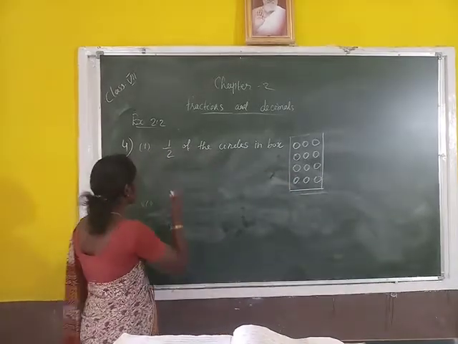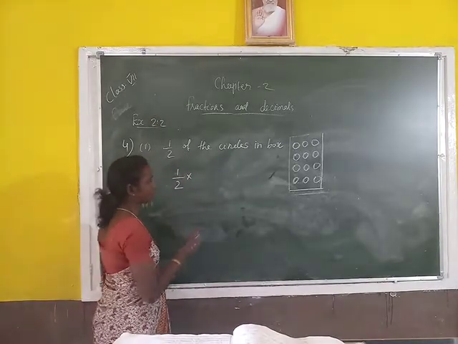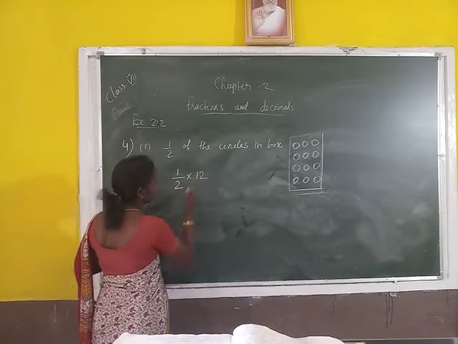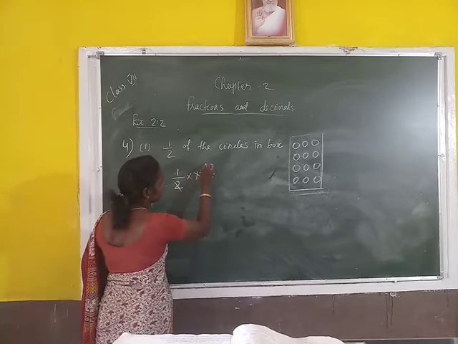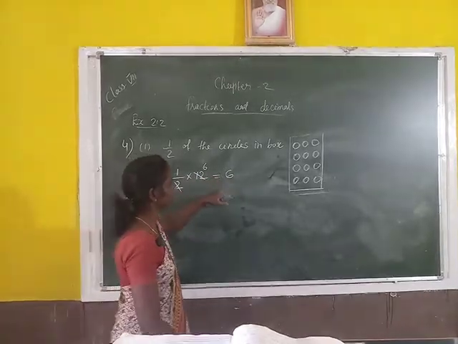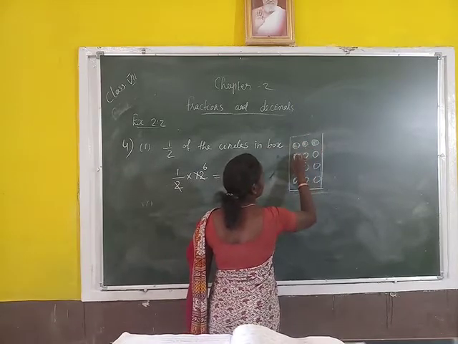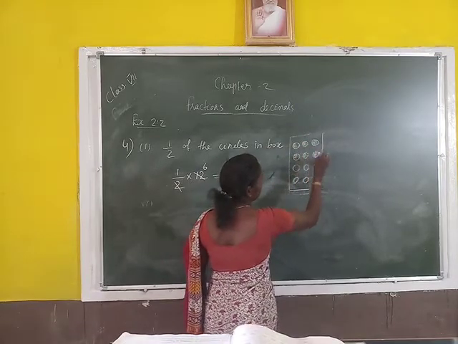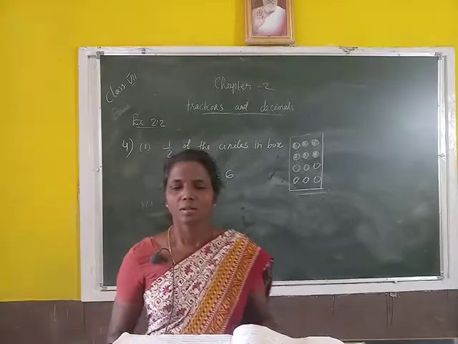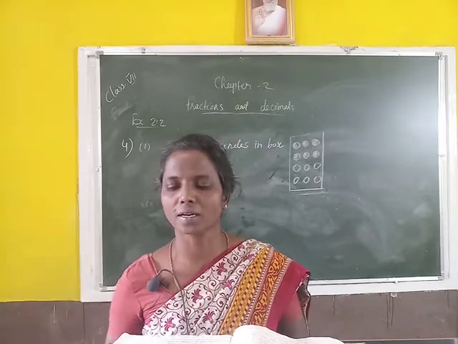So half means, how to find half of the circles? Half 'of' represents a multiplication sign. So half of how many circles? 12. Then look, what is the answer? The answer is 6. Half of the circles is how many? 6. So how many circles do we shade here? 1, 2, 3, 4, 5, 6. This is half of the circles. Now we shaded here. Then look, second: 2 upon 3 means 2 by 3 of the triangles in the box.